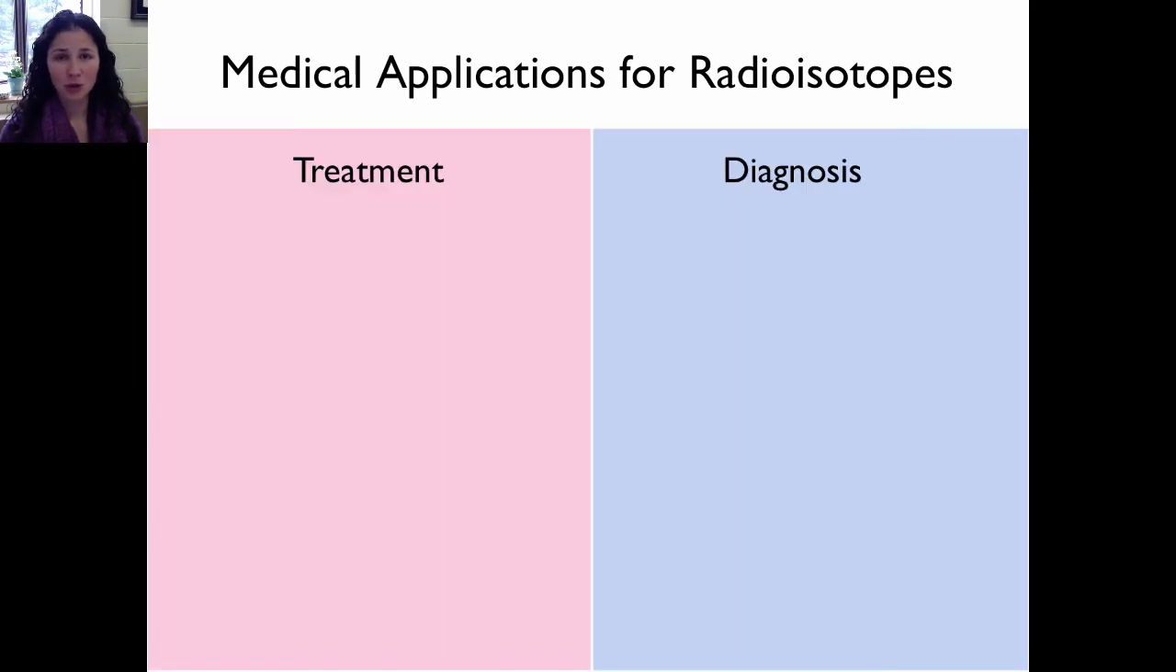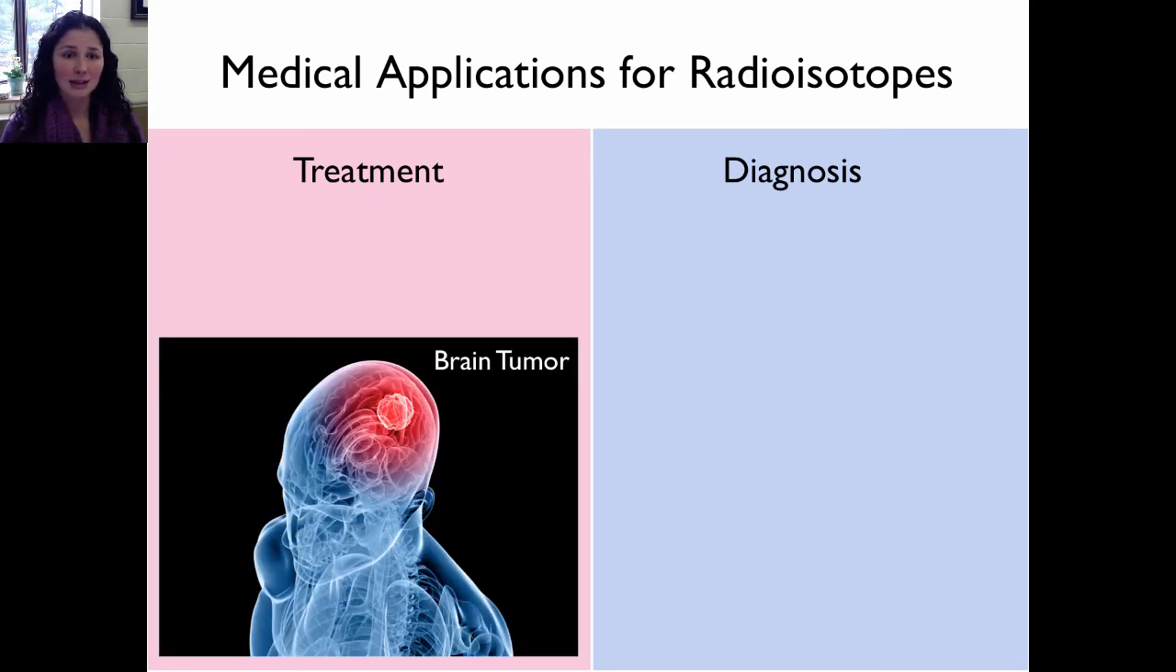Just one more point about medical applications for radioisotopes. There are 2 major applications in a hospital setting for the use of radioisotopes. One is treatment and the other is diagnosis. Treatment means the treatment of disease. So in the case that radiation or radioisotopes are being used to treat disease, the patient already has the disease. And the most common use for radiation therapy is in the treatment of cancer. For example, a brain tumor.